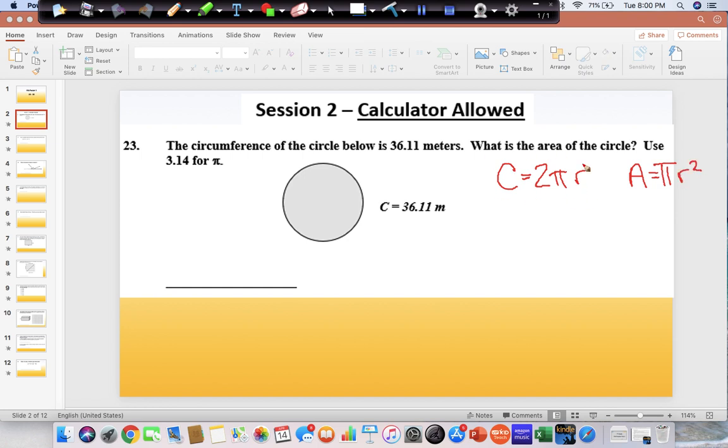So first we need to put this into the circumference formula so that we can solve for our radius, and then once we have the radius we can put it into the area formula. We know the circumference is 36 and 11/100 meters, and that is equal to 2 times pi times the radius. So we can divide both sides by 2 times pi, and we can use our calculator for this.